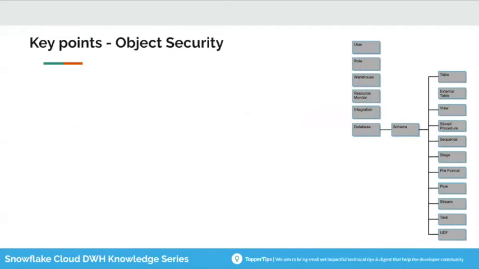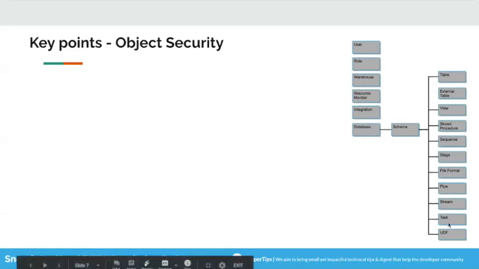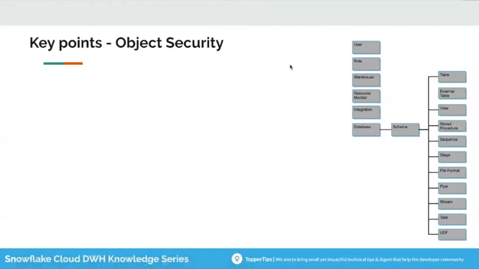Let's talk about object security. So if you look into the diagram, we have a schema, and schema is nothing but a kind of a context within the database. All other objects like user, role, warehouses, resource monitor, integration don't come under the database. Now, a database holds one schema or many schemas. Each schema can have table, external table, views, secure views, procedures, sequence, stages, file format, pipe, stream, task, and UDF. And all those objects are secure.